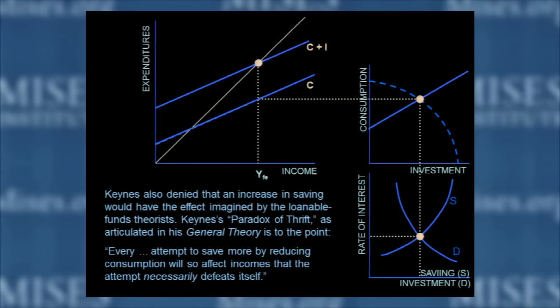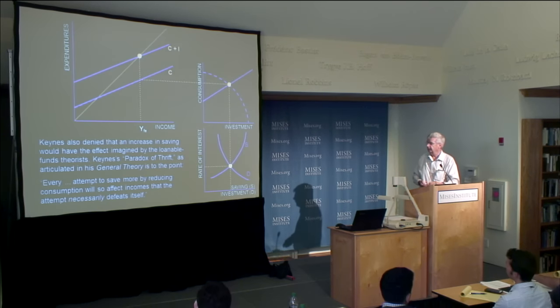Keynes also denied that an increase in saving would have the effect imagined by the loanable funds theorist. Keynes's paradox of thrift, as articulated in his General Theory, is to the point. Every attempt, he says, every attempt to save more by reducing consumption, yeah, that's the way you save more, will so affect incomes that the attempt necessarily defeats itself. This is called the paradox of thrift.